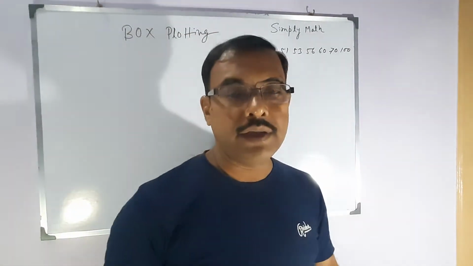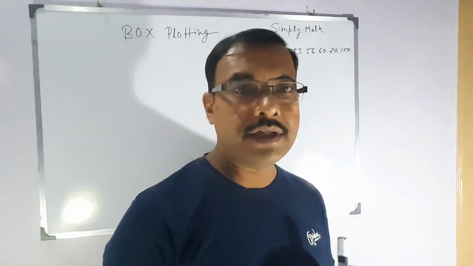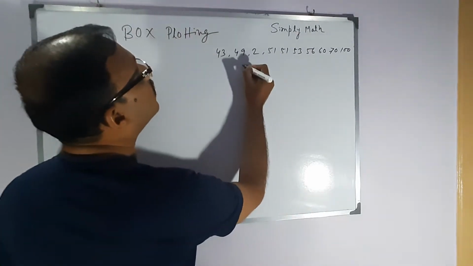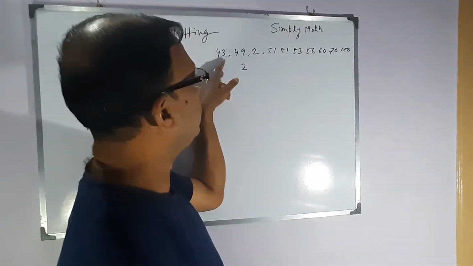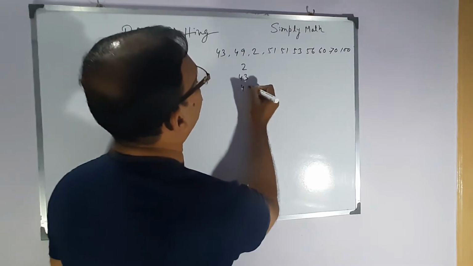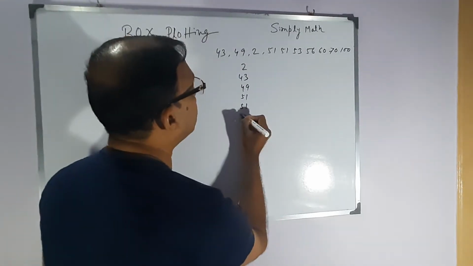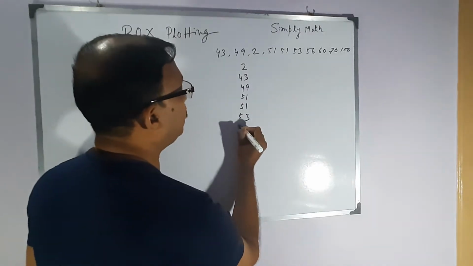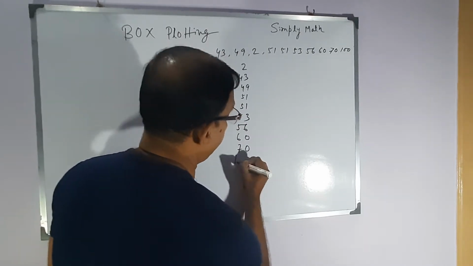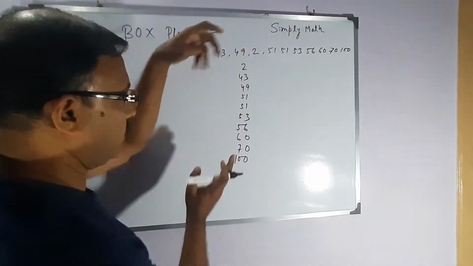In this process, what do we have to do? First, arrange the data from ascending to descending order. So 2 is the smallest number, then 43, then 49, then 51, then again 51, then 53, then 56, then 60, then 70, and then 100. This is my data set.